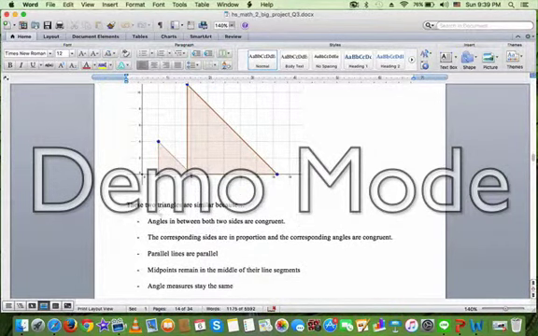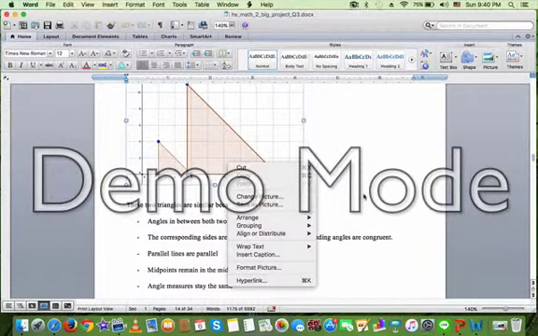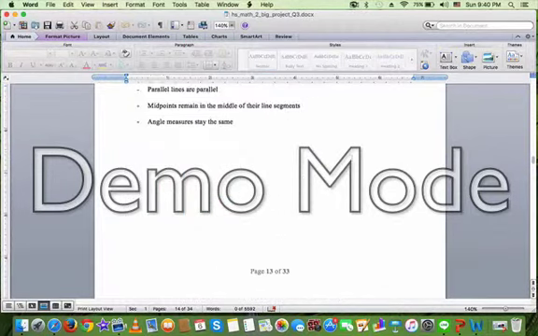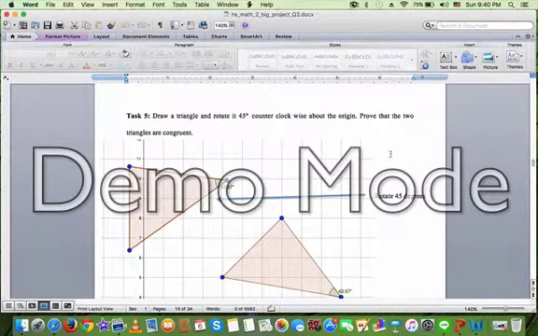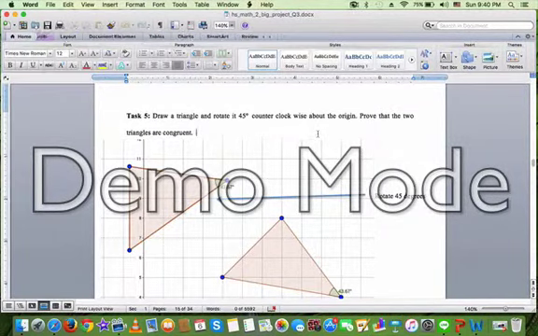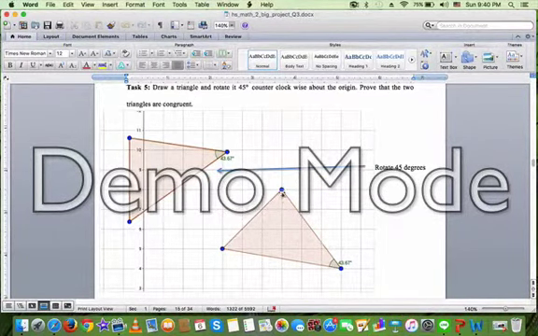The fourth task is draw a triangle and dilate it by the scale factor of 0.75 and prove that the two triangles are similar. So first, the two triangles are similar because the angles in between both the sides are congruent. The corresponding sides are in proportion, and the corresponding angles are congruent, and parallel lines here are parallel, and the midpoints remain in the middle of their line segment, and angle measures stay the same, so they have the same angle still, even though they are in different size.